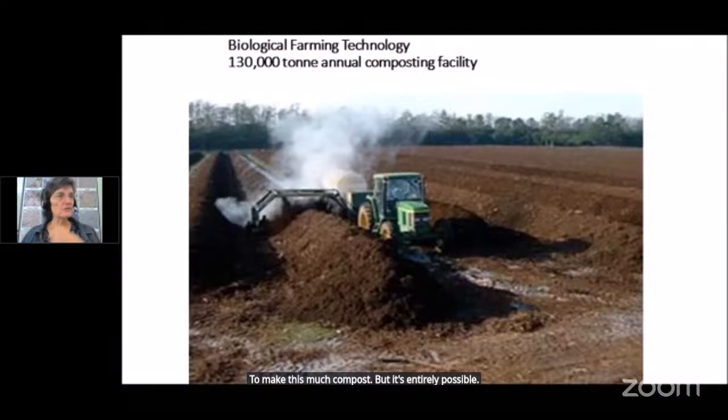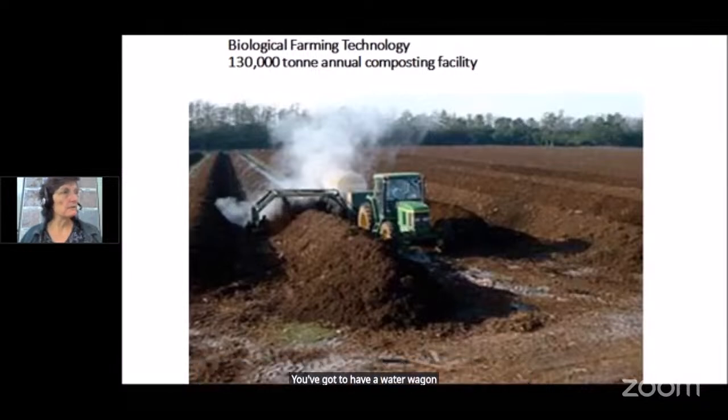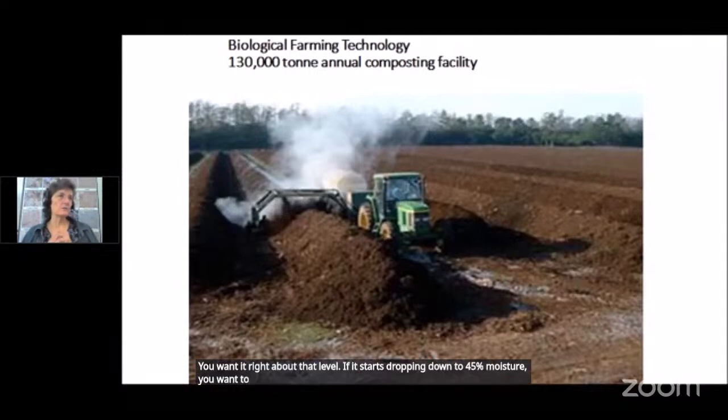So you've got to have a turner, and again, we see a turner, large scale like this. You've got to have a water wagon, so you're keeping the compost at 50% moisture. You want it right about that level. If it starts dropping down to 45% moisture, you want to get your compost turner out the next time you're going to turn your pile, and you're going to add water.